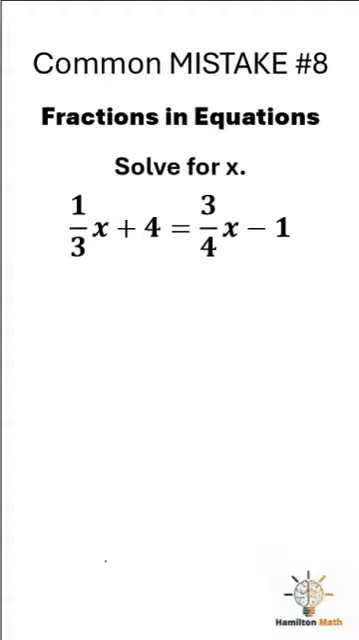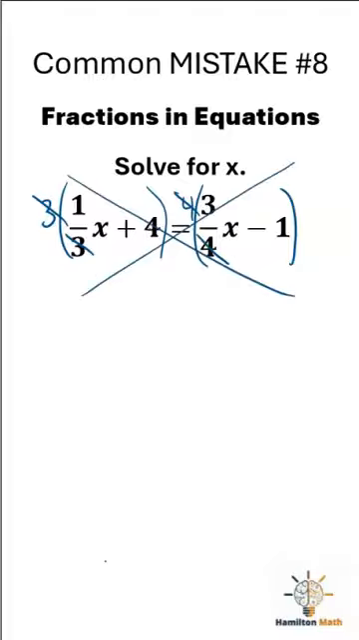And so what they do is they multiply the one side by 3 and they multiply the other side by 4, because they think that that 3 is going to cancel with that 3 and that 4 is going to cancel with that 4. But that's absolutely wrong. What they've done is they've changed the equation because they're multiplying one side by a value that's different than the other side.